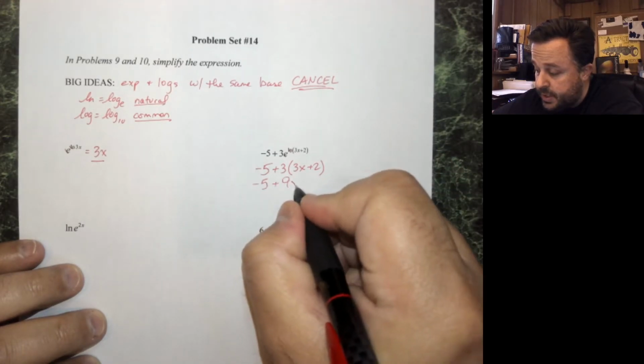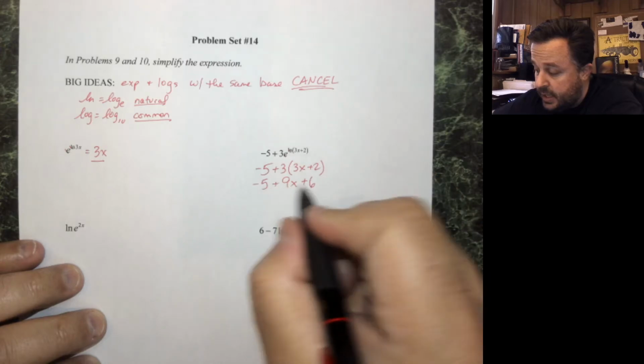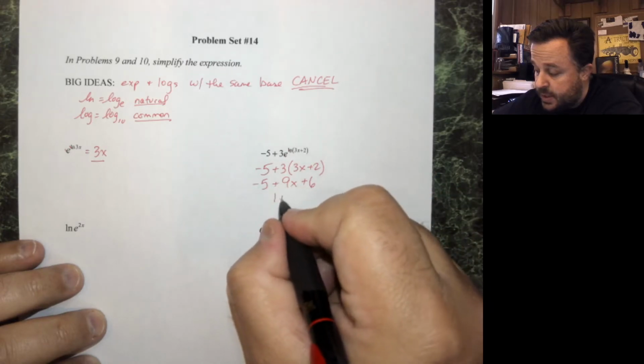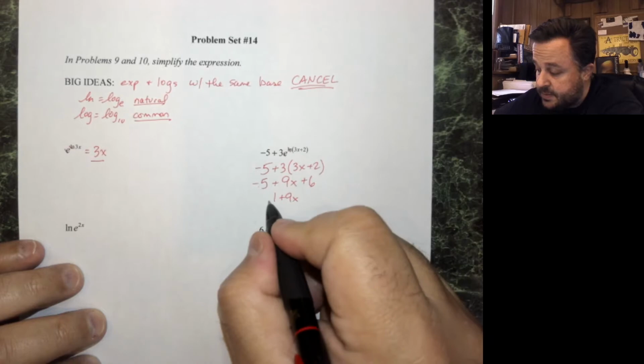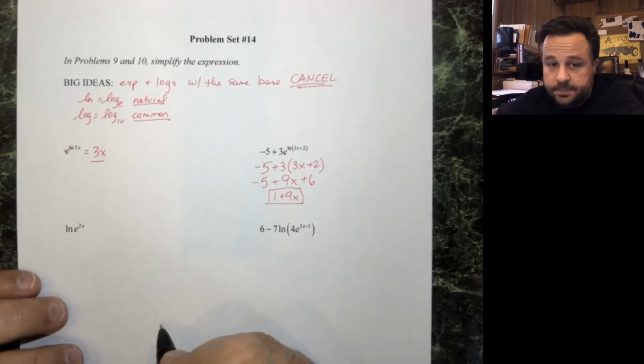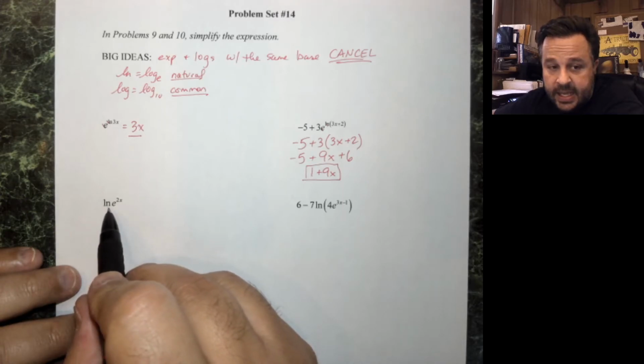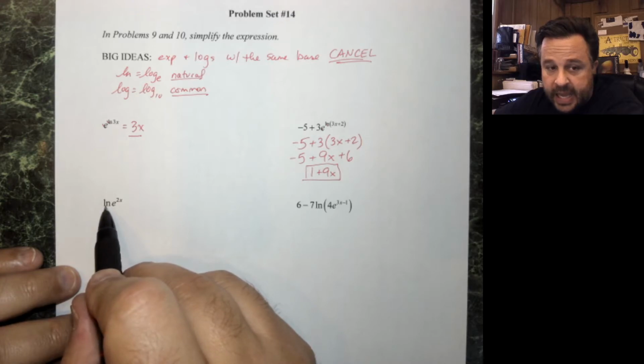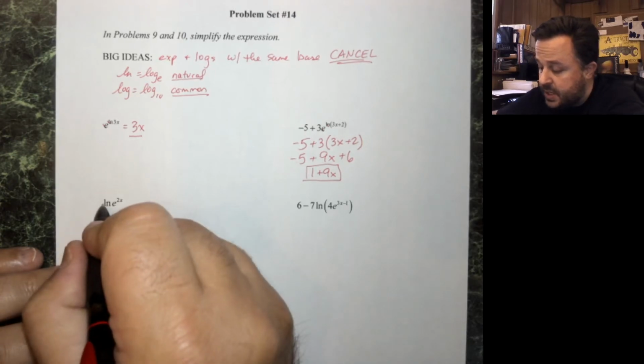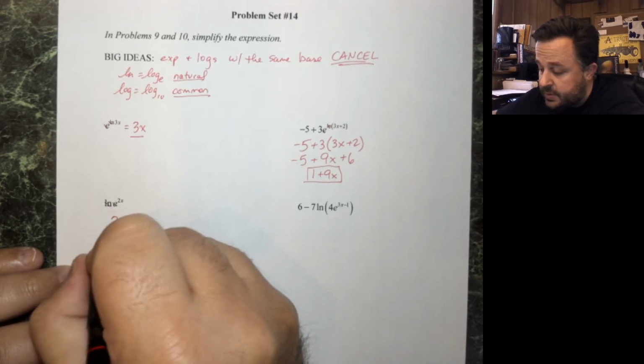We'll distribute the 3 and combine. Negative 5 plus 6 is 1 plus 9x. Well, it's the same thing down here. Here, though, we're taking the ln. This is not multiplication. This is a function. This is a process. So we're taking the ln of e to the 2x. So the ln and the e will cancel, giving me 2x.